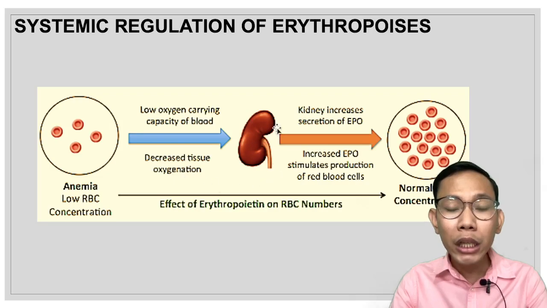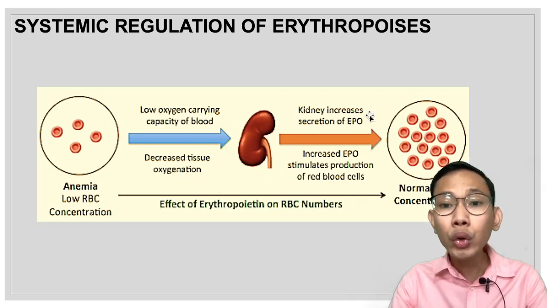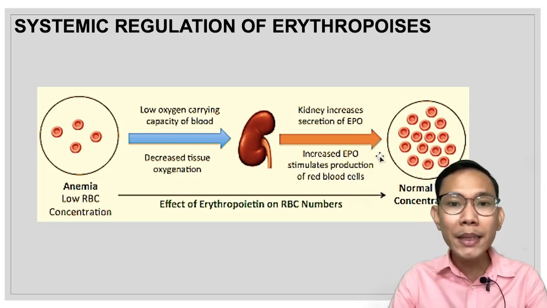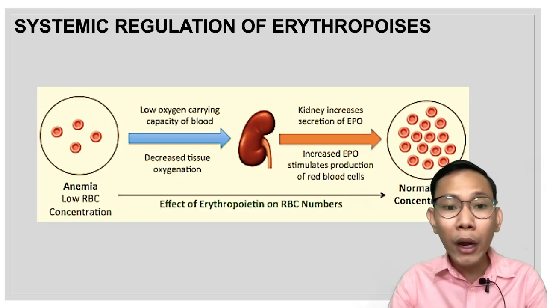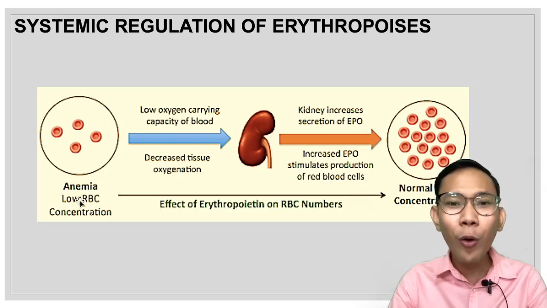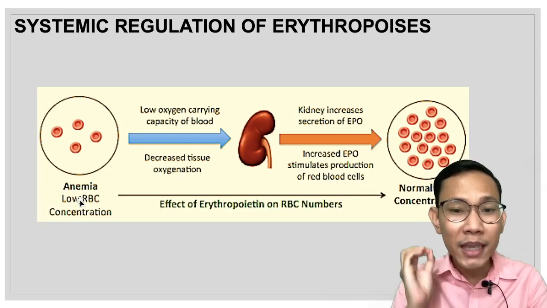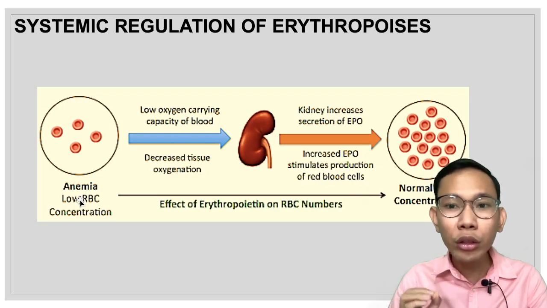What will happen? It will send signals to your kidney to increase the secretion of your EPO. Increased EPO stimulates production of your red blood cells so that there will be normal RBC concentration, so that it will now address your anemia or your hypoxic condition. That is the basic mechanism of systemic regulation of your erythropoiesis.